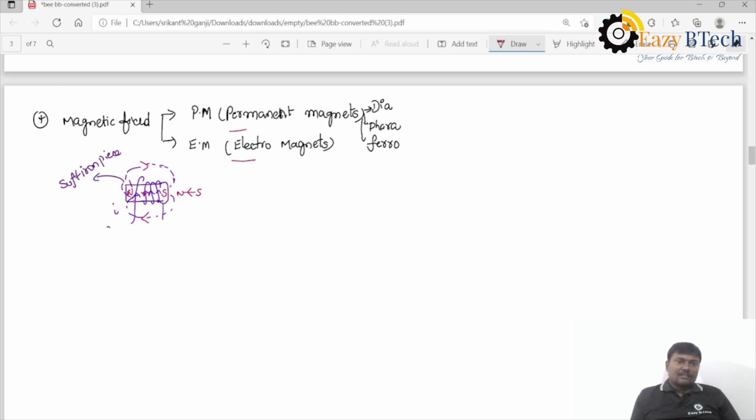The second property is conductors. The conductors are made up of copper or aluminum. We know that copper is the best conductor. And if there is a relative motion present, then the EMF is induced.